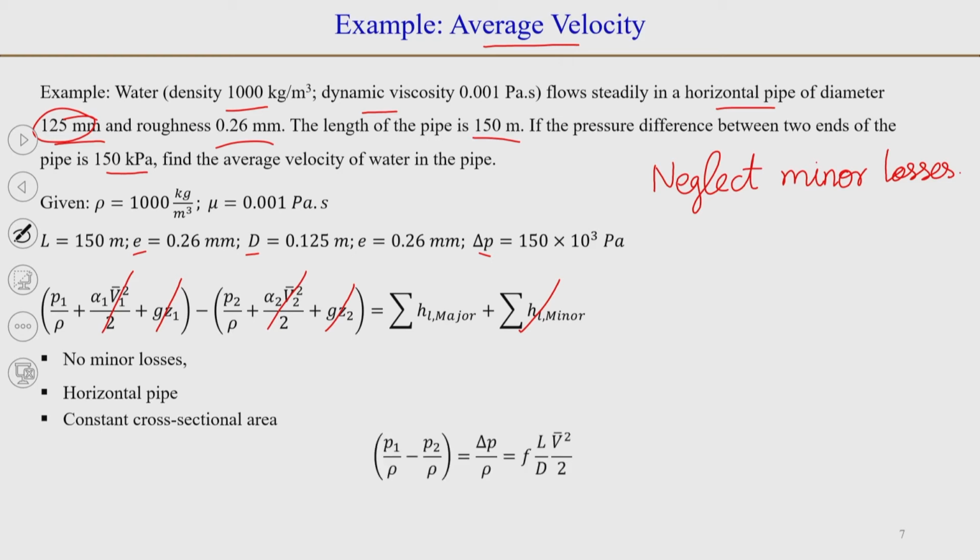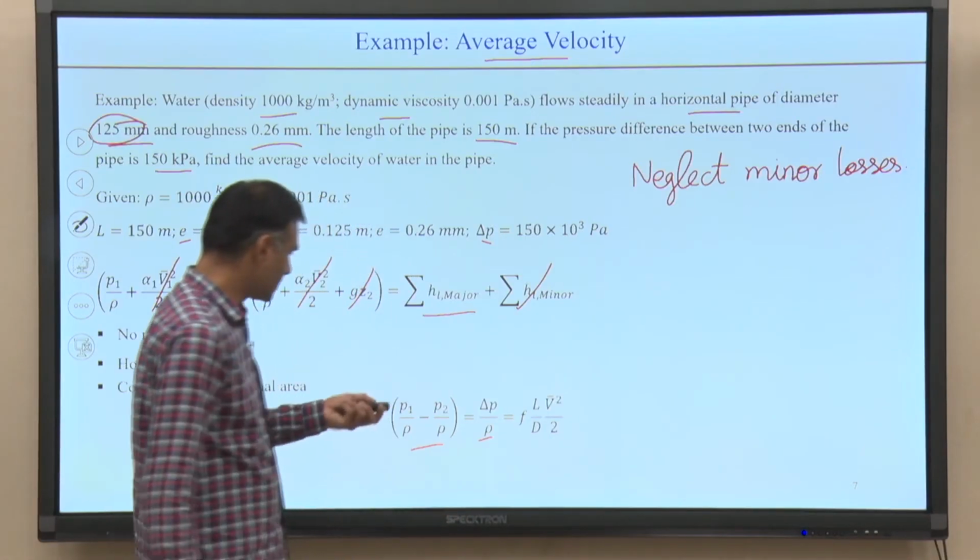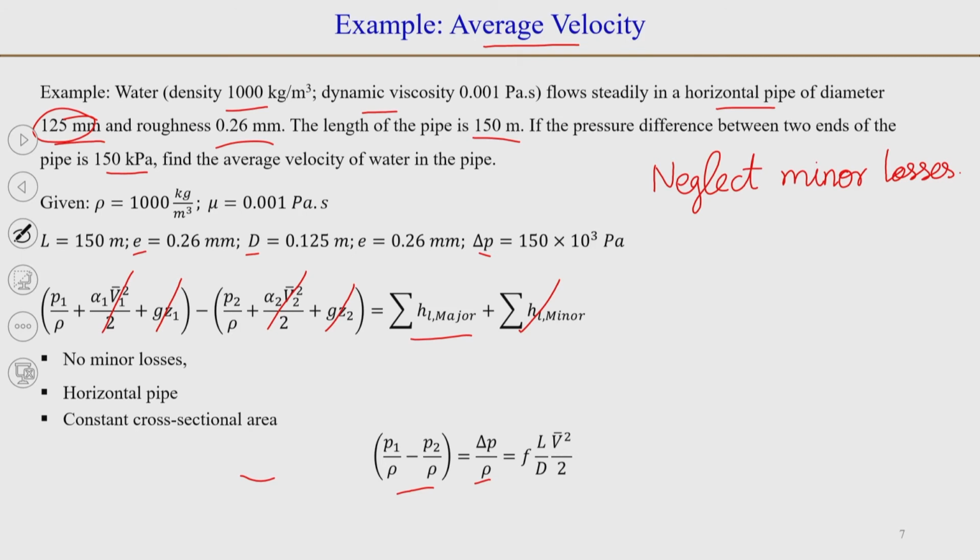Now, we can also substitute that HL major is equal to F into L by D V squared by 2. So, what we have now is P1 minus P2 by rho or delta P by rho. Delta P is basically P1 minus P2. Delta P by rho is equal to F L by D V squared by 2. So, we can substitute the values here.